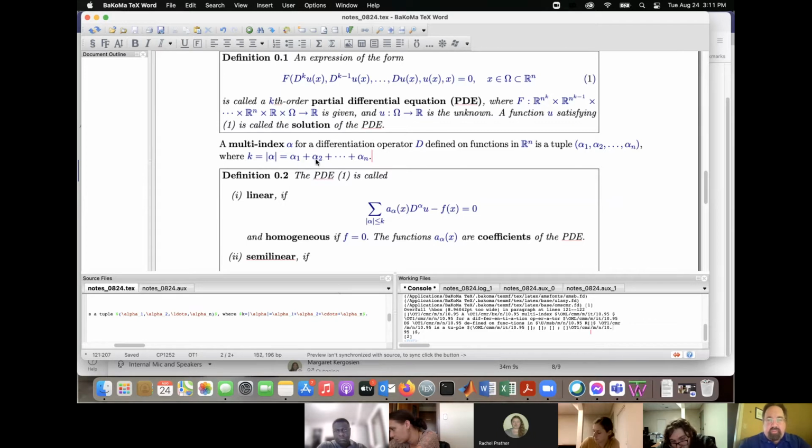So this is a convenient way to express all different kinds of partial derivatives that you can take of a function of n variables.